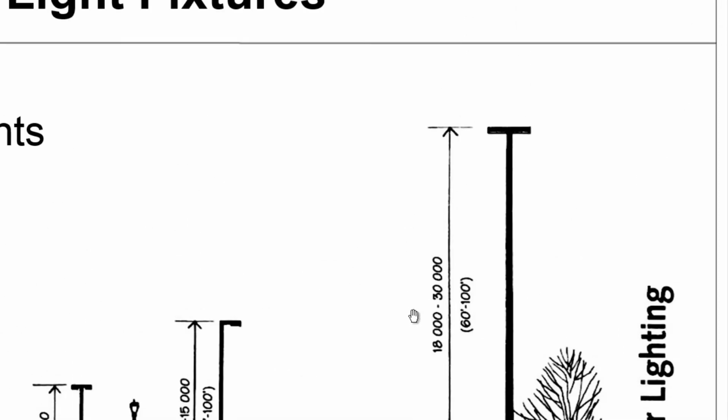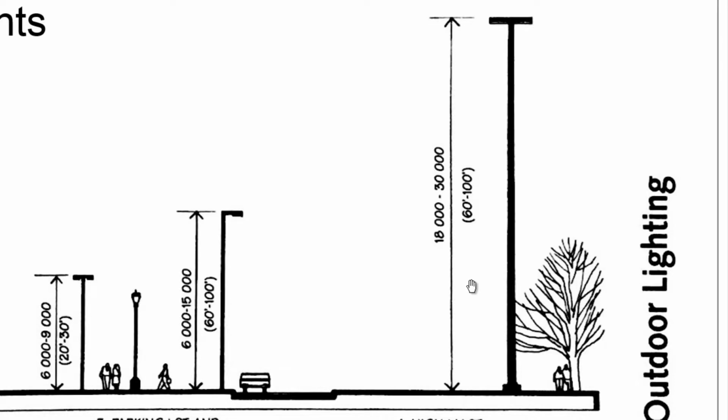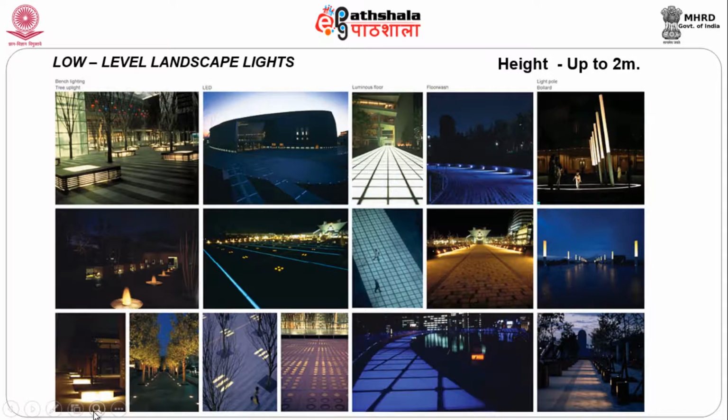The high mast lights are almost 60 to 100 feet in height, and that is the tallest height, which we normally see on most of the beaches, most of the spaces where huge numbers of people or the public congregate. There we use one tall structure of light which is called a high mast light. So, this is the low level landscape light, which is to the height of say from 0 to 2 meters.